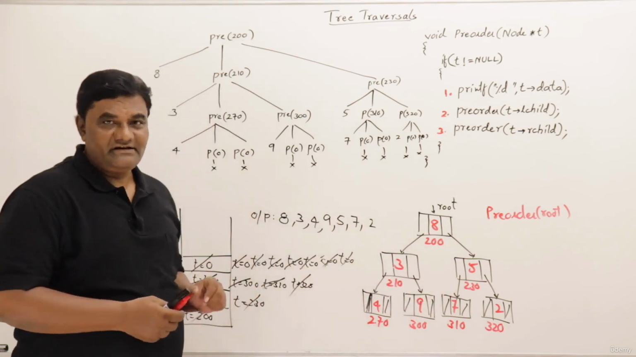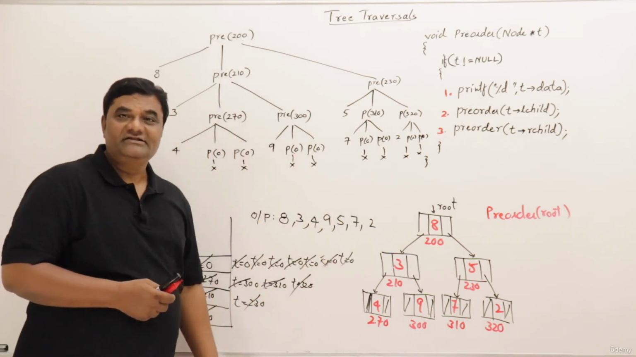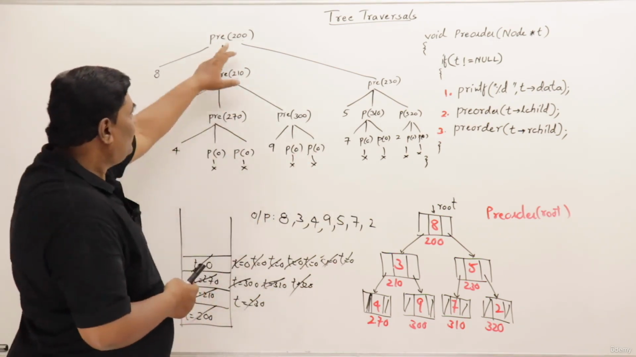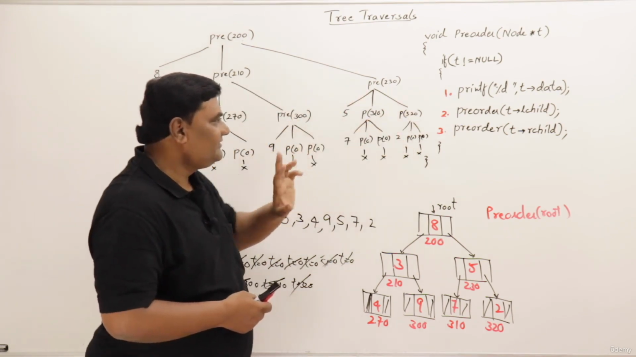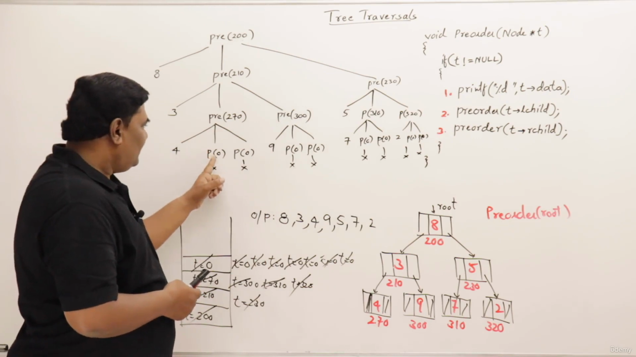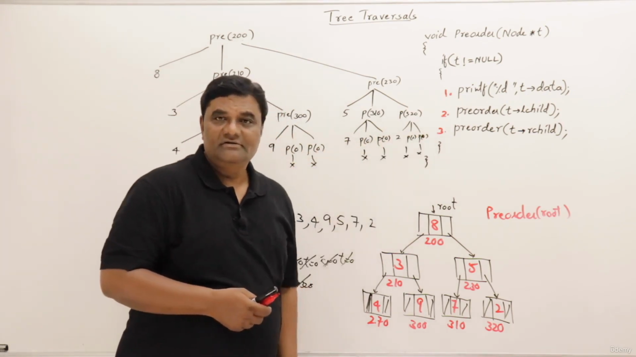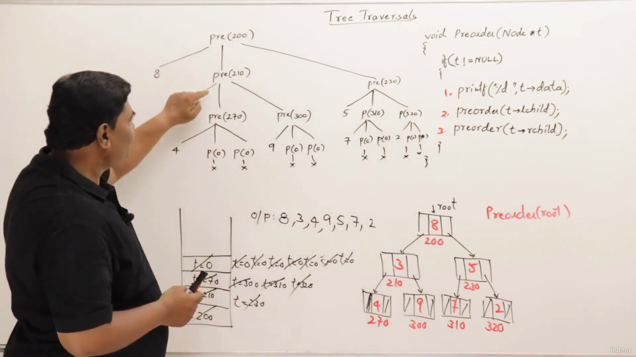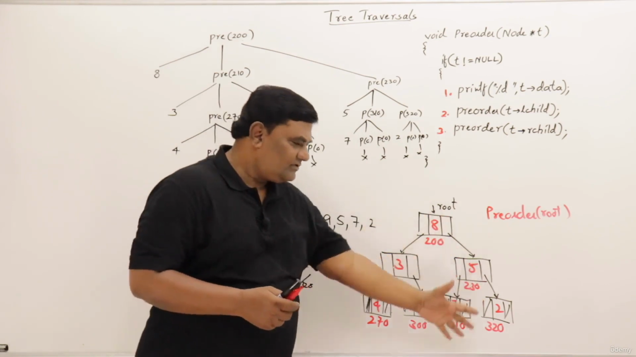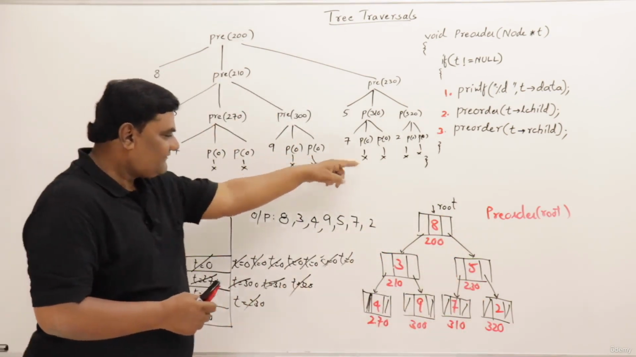Now let us analyze the tree. First of all, total how many calls are there? Let us check the number of calls. 1, 2, 3, 4, 5, 6, 7. Then 8, 9, 10, 11, 12, 13, 14, 15. Total 15 calls.